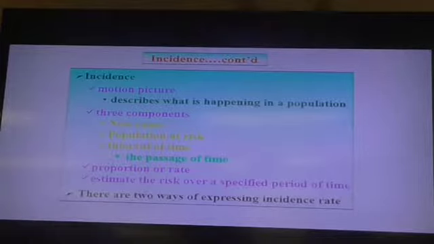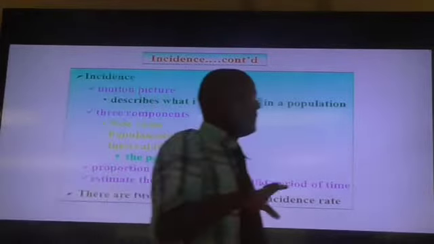But there are two ways of expressing incidence rate. That is what we're talking about.